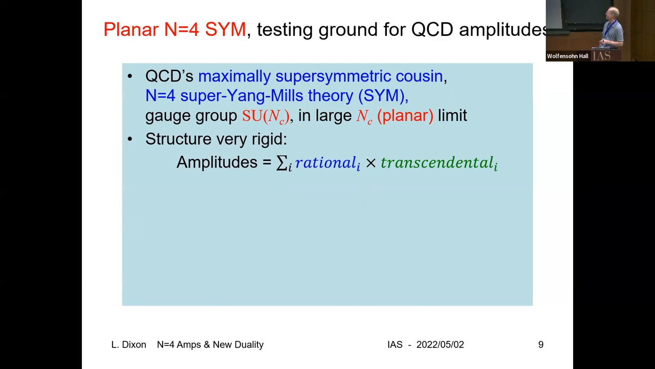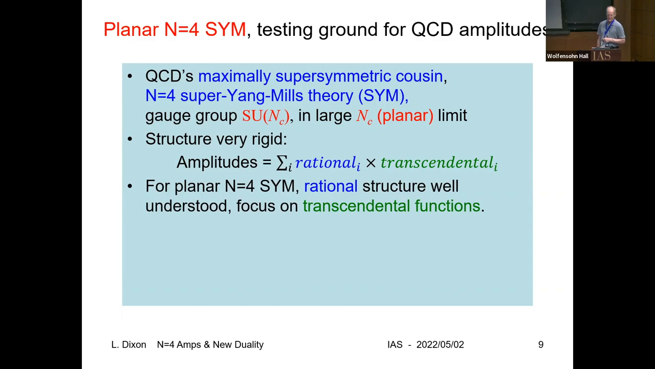Now, in general, amplitudes being kinematic functions of the variables can be divided up into rational dependence on the kinematic variables and transcendental functions. Although in general, you might have a very complicated combination of these. In the case of planar N equals 4, the rational structure mimics what happens at tree level, especially if you represent the tree amplitudes using BCFW recursion relations. The structures you see there, those rational structures, you basically just have to multiply them by different transcendental functions. And so here we're going to focus on just those transcendental functions.